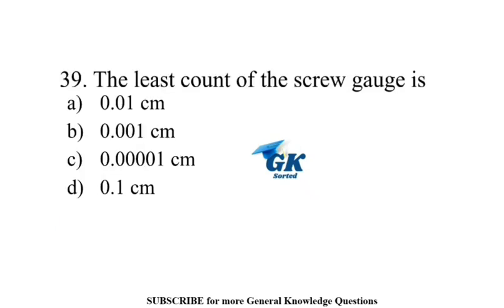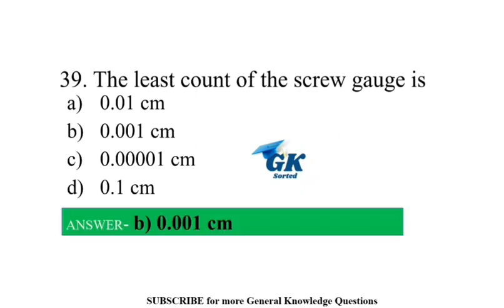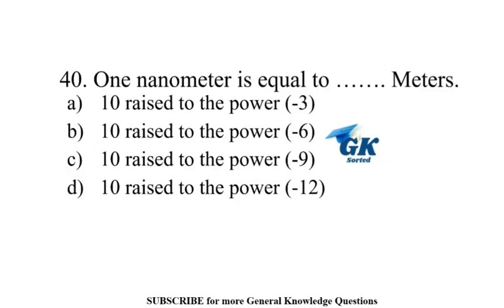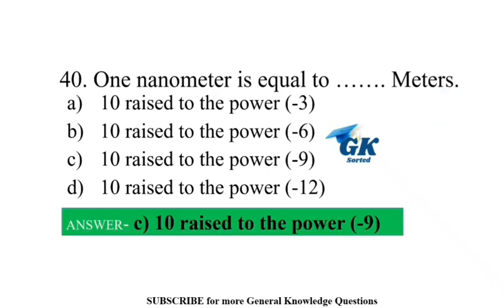The least count of the screw gauge is 0.001 centimeter. 1 nanometer is equal to dash meters. 10 raised to the power of -9.